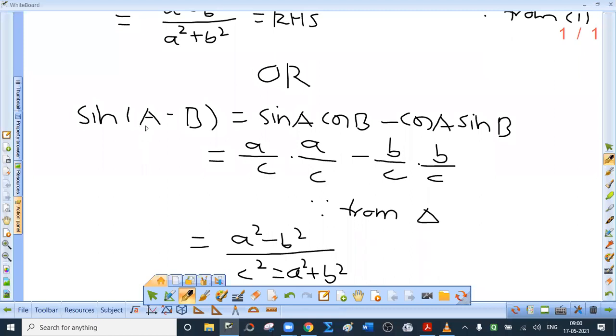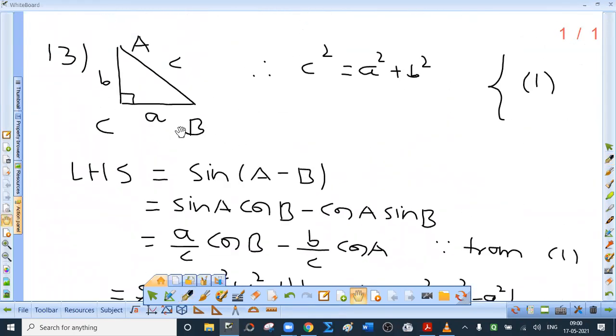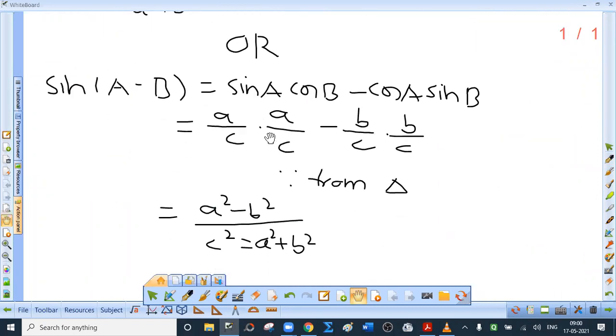Actually, after sine of a minus b equal to sine a cos b minus cos a sine b, you may also say from the triangle, what is sine a? Sine a is nothing but a upon c. What is cos a? b upon c. What is sine b? b upon c. What is cos b? It is a upon c. So if you substitute the values, you get a square minus b square upon c square. But what is c square? a square plus b square.